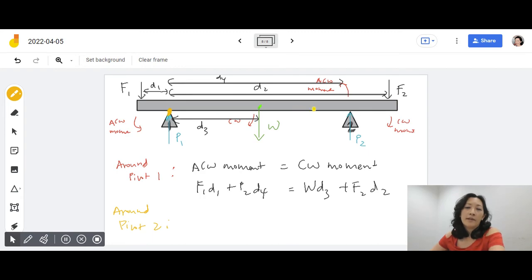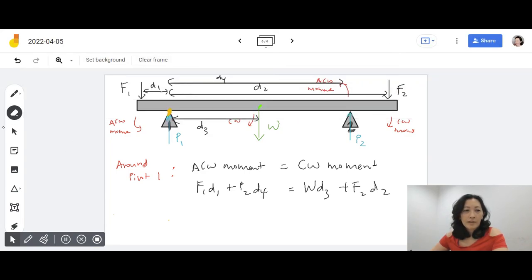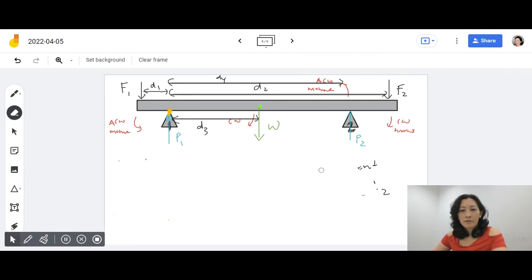That means now if it's around pivot 2, I think I better start a new diagram because it's going to be very confusing. Because now it's like too many arrows, too many things. Let me just duplicate this. Okay, let me rub this off. Where's my pen? Where's my pen? I can't see it. Oh, there it is.